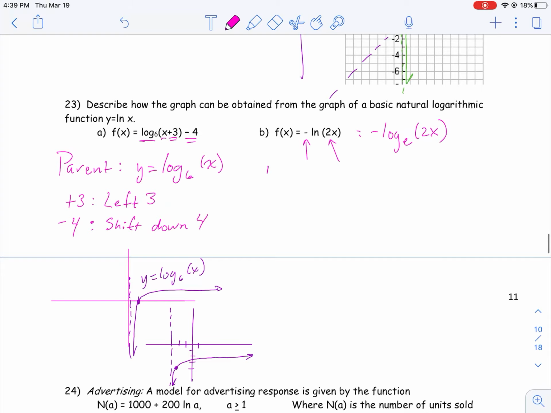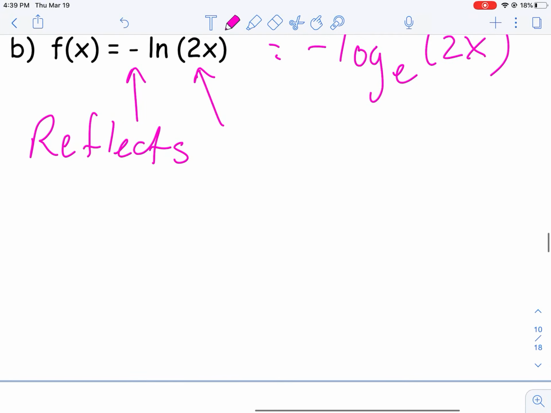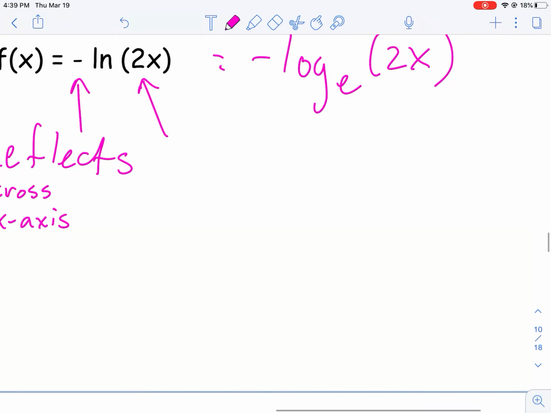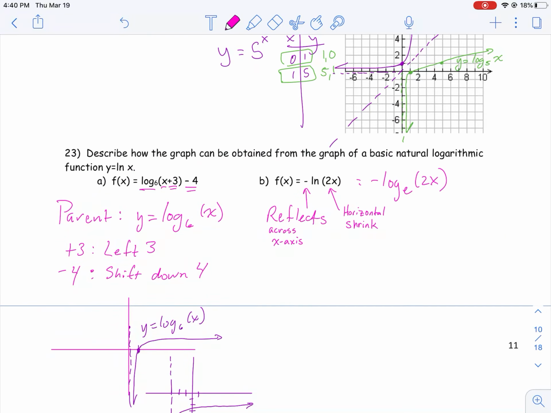The negative sign reflects, since it's on the outside. Hopefully you're remembering that it reflects it vertically across the x-axis. The 2, it's on the inside, so it's going to be a horizontal stretch or shrink. Just like the adding and subtracting, it's opposite of what you might expect. The 2 is going to be a horizontal shrink.